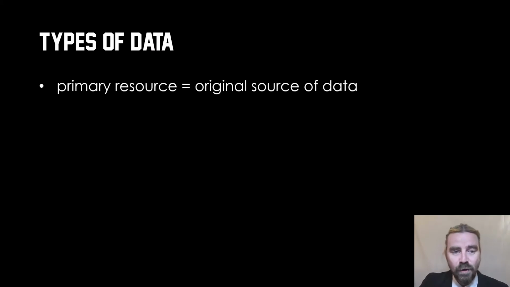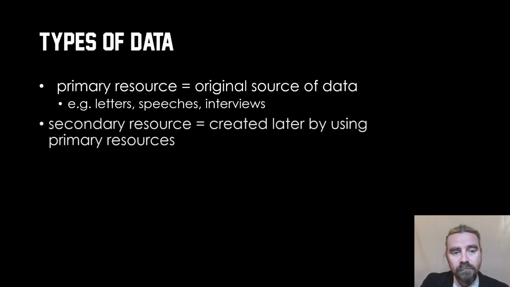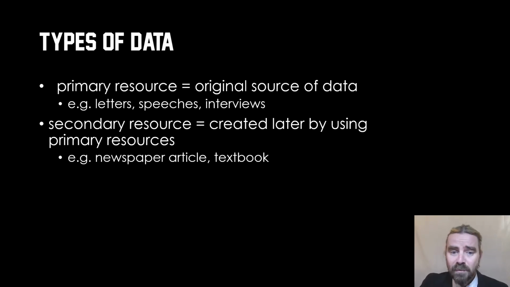So you've got primary data. That's an original source of data. For example, letters, speeches, interviews. And then you've got secondary sources of data. Secondary data that's created later by using primary sources. So for example, newspaper articles. Journalists would read lots of letters, speeches, and interviews and write a newspaper article, or sociologists might gather lots of primary data to write a textbook.